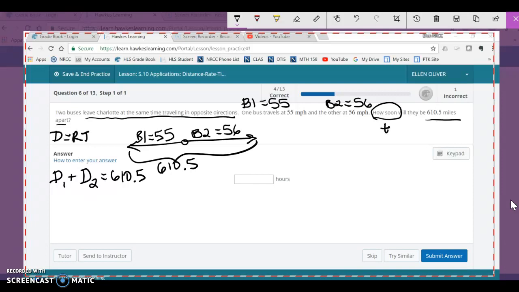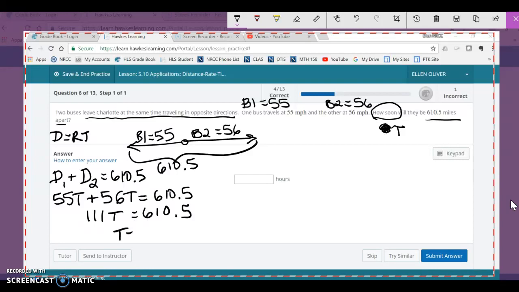Distance equals rate times time. Okay, time is what we don't know. So I'll use a capital T since I'm using capital letters for the others. So the distance bus number 1 goes is his rate times his time. The distance bus number 2 goes is his rate times his time, and that has to add up to 610.5. So 55 and 56 is 111. So T is 610.5 divided by 111. 5.5. So in 5.5 hours, that's when they will be 610.5 miles apart.